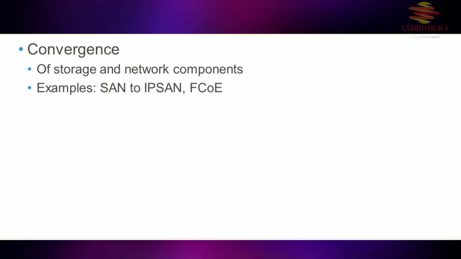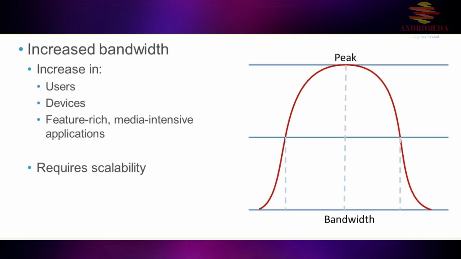And Fibre Channel over Ethernet still makes use of your Ethernet components, but uses the Fibre Channel protocol. So it preserves that. But in either of those cases, you're still able to come up with a much more cost-effective means of accessing a SAN. Now, as far as bandwidth goes, that is definitely on the rise. We are seeing increases in users, devices, and certainly feature-rich media-intensive applications. So with that, the bandwidth has to go up, and this requires scalability.